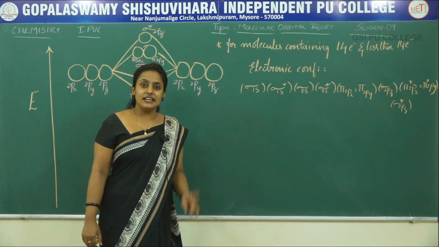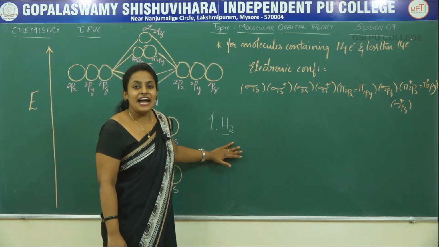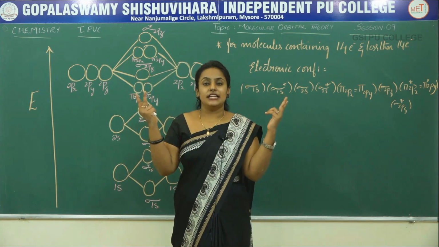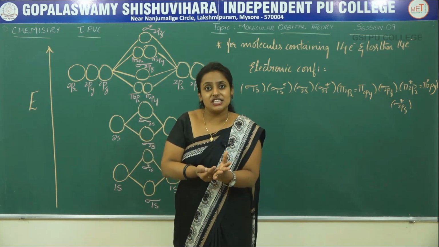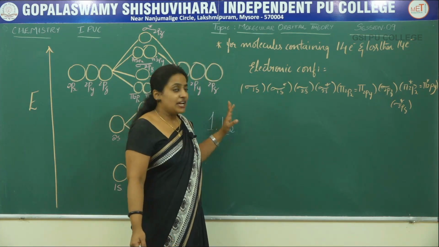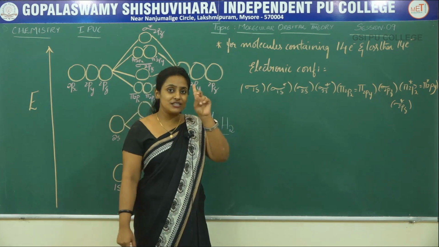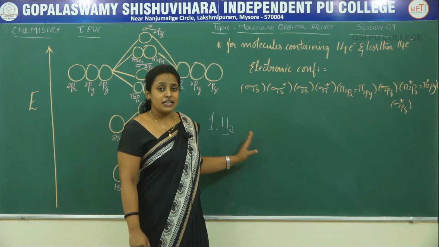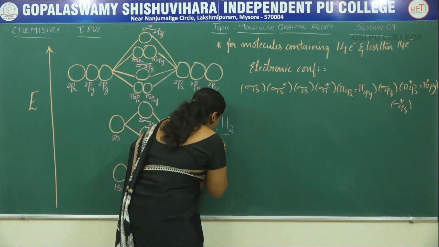Now let us consider the first molecule, the hydrogen molecule. We know that the hydrogen molecule is the combination of two hydrogen atoms. The atomic orbitals of these two hydrogen atoms will overlap with each other to form two molecular orbitals involved in the bond formation. As we know, the atomic number of hydrogen is 1. There are two hydrogen atoms. Therefore, how many electrons are present? Two electrons. Total number of electrons is 2.